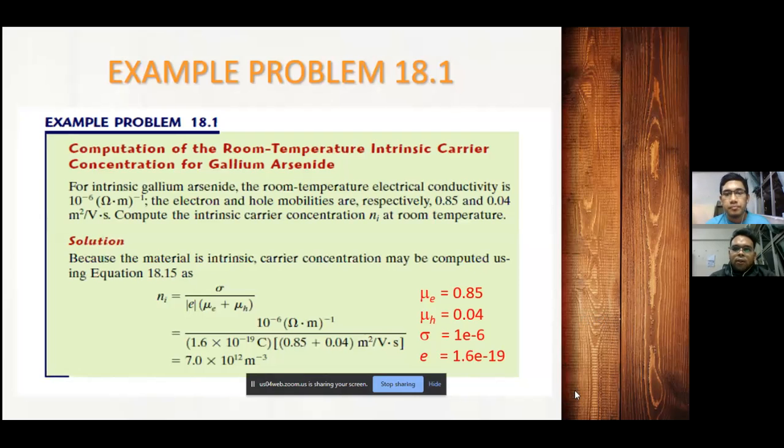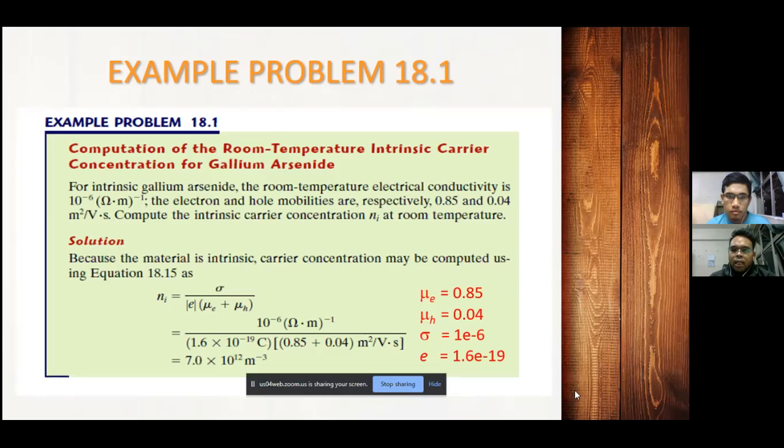Okay. To apply this equation, there is example problem 18.1 from the online textbook. So it can be seen that we need to find the intrinsic carrier concentration of the given material, which is gallium arsenide at room temperature.